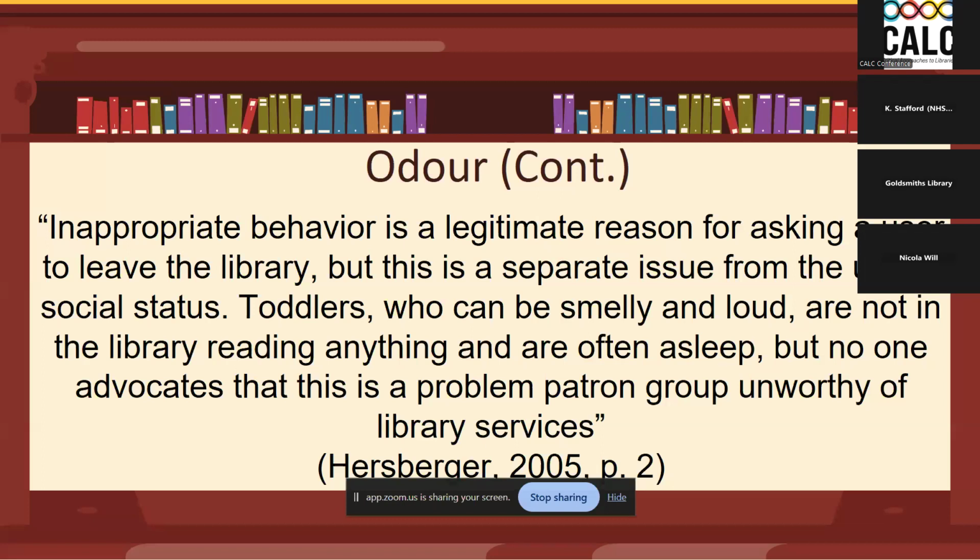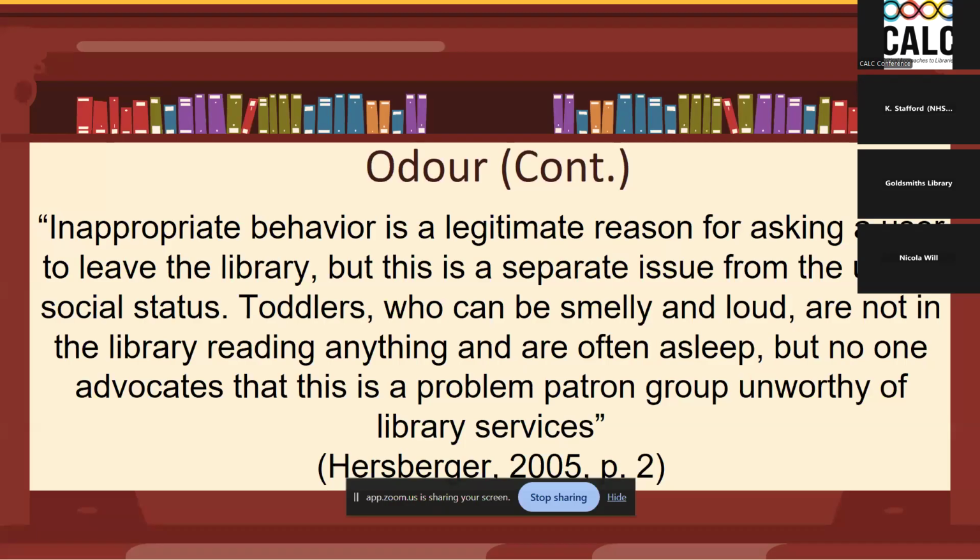So she argues that inappropriate behavior is a legitimate reason for asking a user to leave the library, but that's a separate issue from the user's social status. It's very easy to separate those two things out. It's nothing to do with social status if you're bothering or annoying other library users, if you're swearing at staff, all that kind of thing.